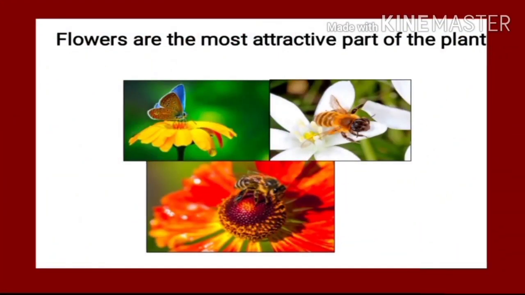Now children, as I told you, flowers are the most attractive part of a plant and they can attract harmful elements of nature. So, bud, they protect a baby flower from the harmful elements which are present in the nature.